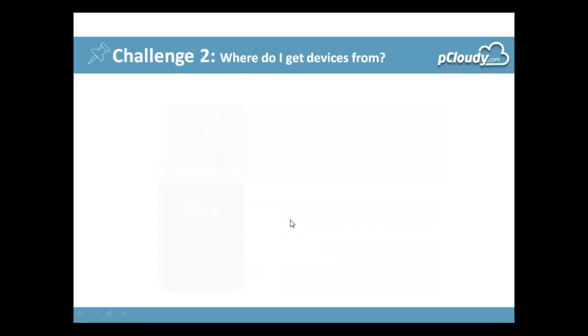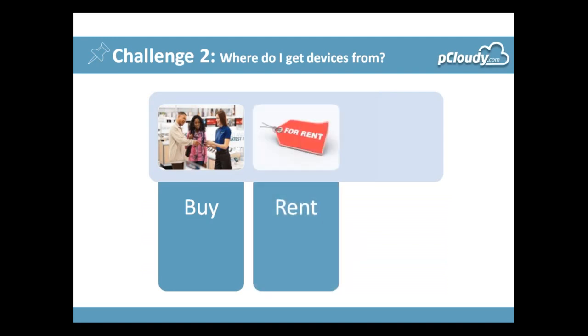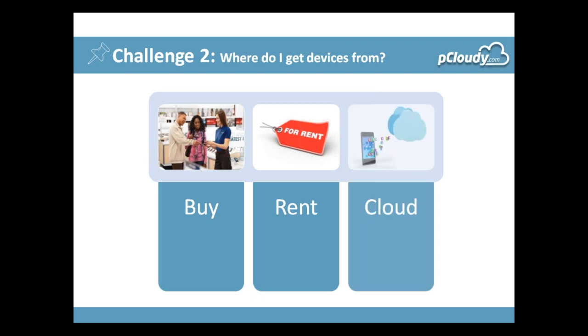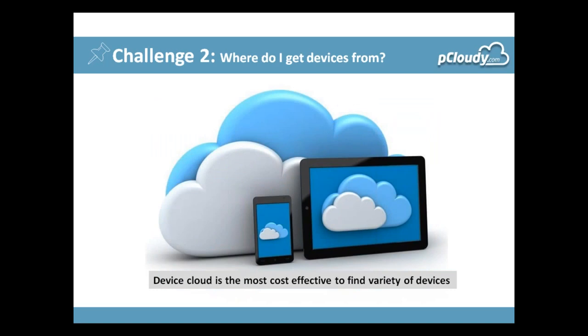So there are three ways using which you can find devices. Either you can buy all those devices, you can find them on rent, or you can use a cloud solution. And I'm not going to deliberate much on this, but it's a no-brainer. Device cloud is one of the most cost-effective ways to find a variety of devices, and there are several studies and research reports on that. You can take a look at those reports on the internet.